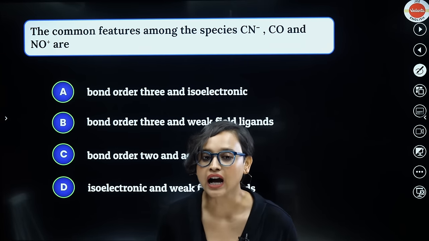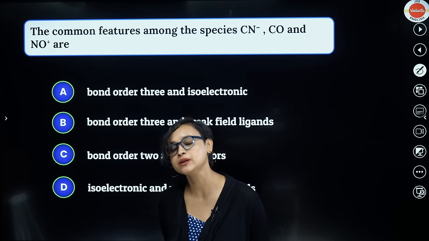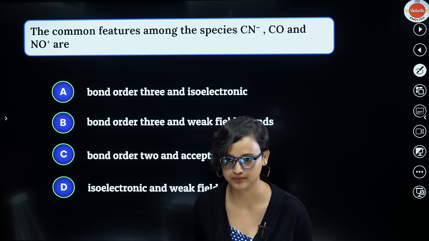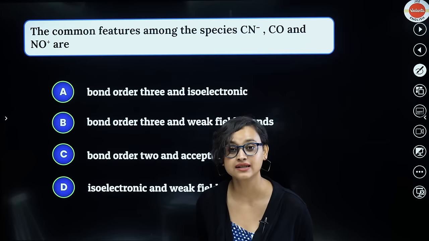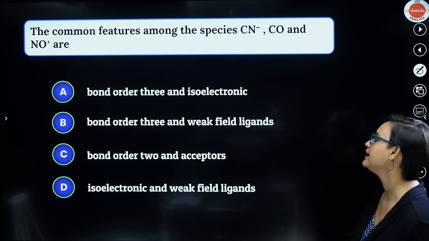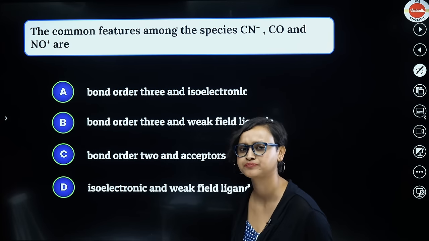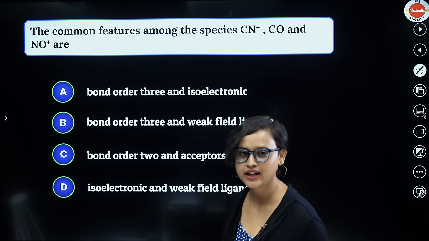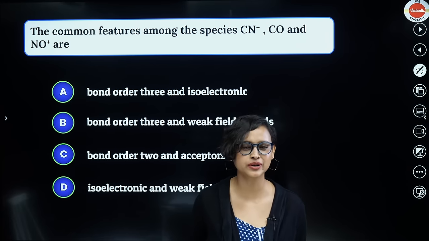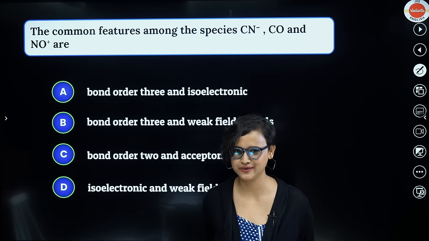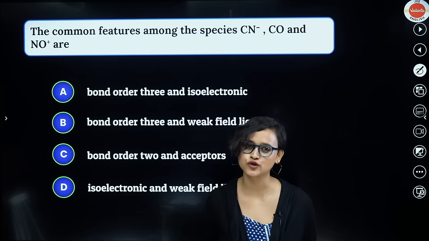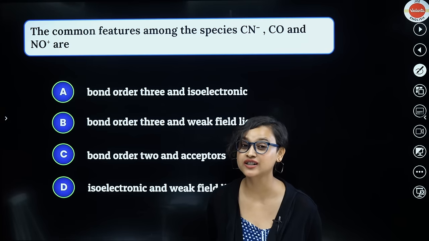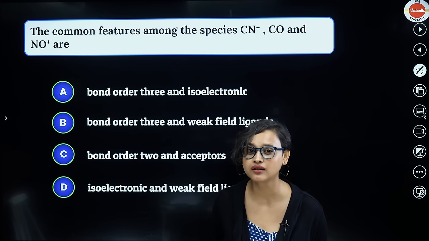We are done. Now, what are the common features among the species CN minus, CO and NO plus? Any idea, guys? Think about it. Carbon has how many electrons in it? What is the atomic number of carbon? You know it, 6. What is nitrogen? Nitrogen is 7. So, 6 plus 7, how many electrons are there? Figure it out. Come on, quick.